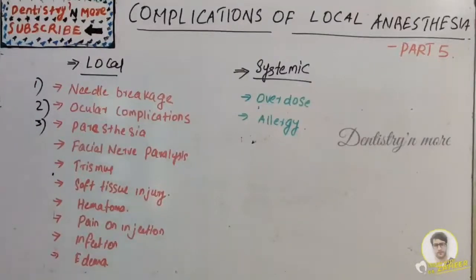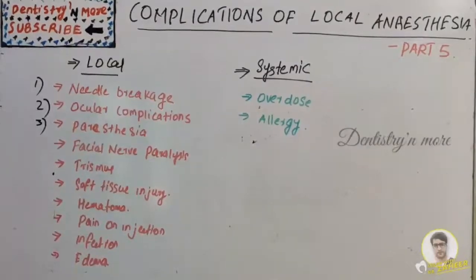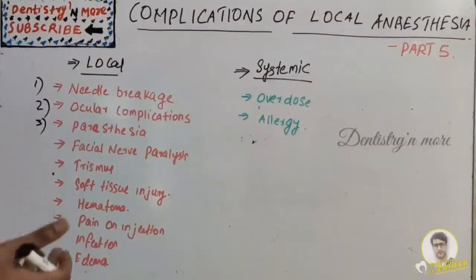So how do we manage paresthesia? First thing is, most paresthesia will get resolved within 8 weeks without any treatment. The first part is always reassuring the patient that it is a transient problem. Then we need to follow up the patient every 2 months. If the sensory deficit is still there after more than 1 year, consult a neurologist or oral surgeon.